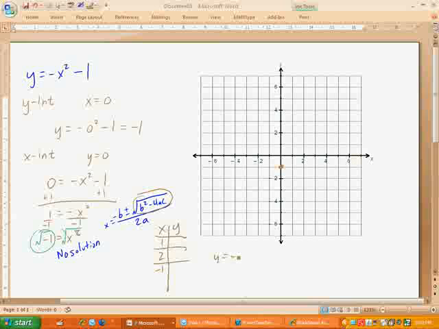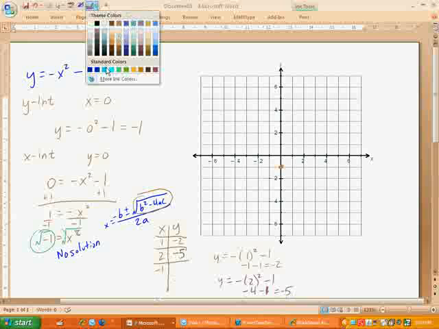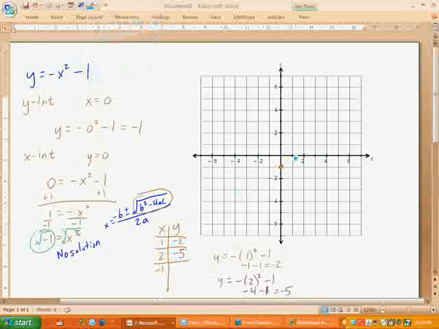So y equals negative 1 squared minus 1. So I do 1 squared, which is 1. I make it negative, so that'll be negative 1 minus 1, which is negative 2. Alright. Now let's go ahead and do 2. So y equals negative 2 squared minus 1. So 2 squared is 4. Make it negative. So negative 4 minus 1, which is negative 5. So there's that one. Okay, let's go ahead and put those 2 points on. So I've got 1, negative 2, and I've got 2, negative 5.